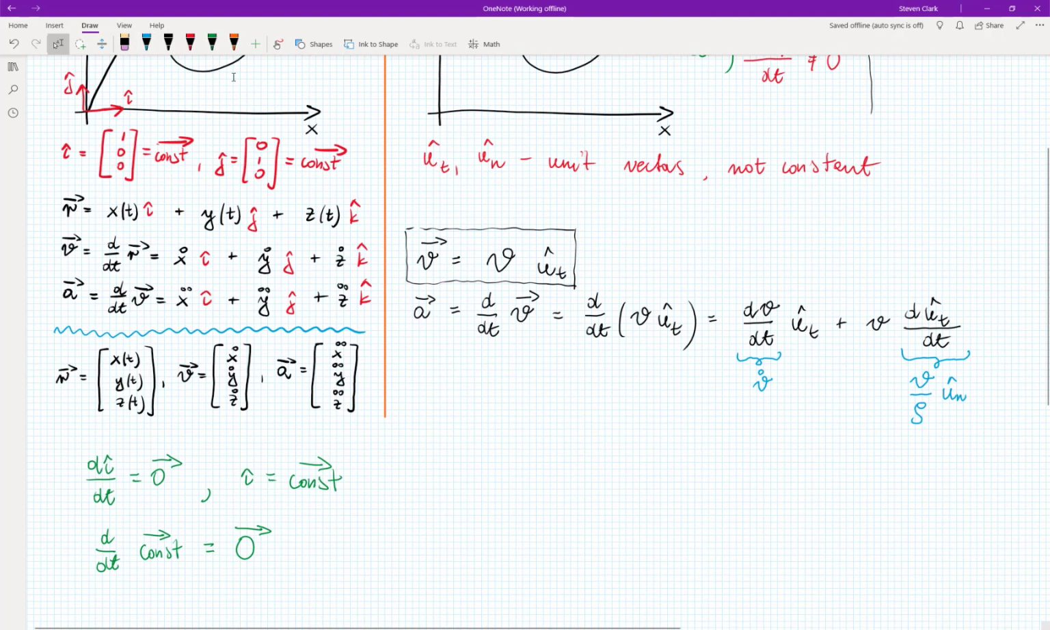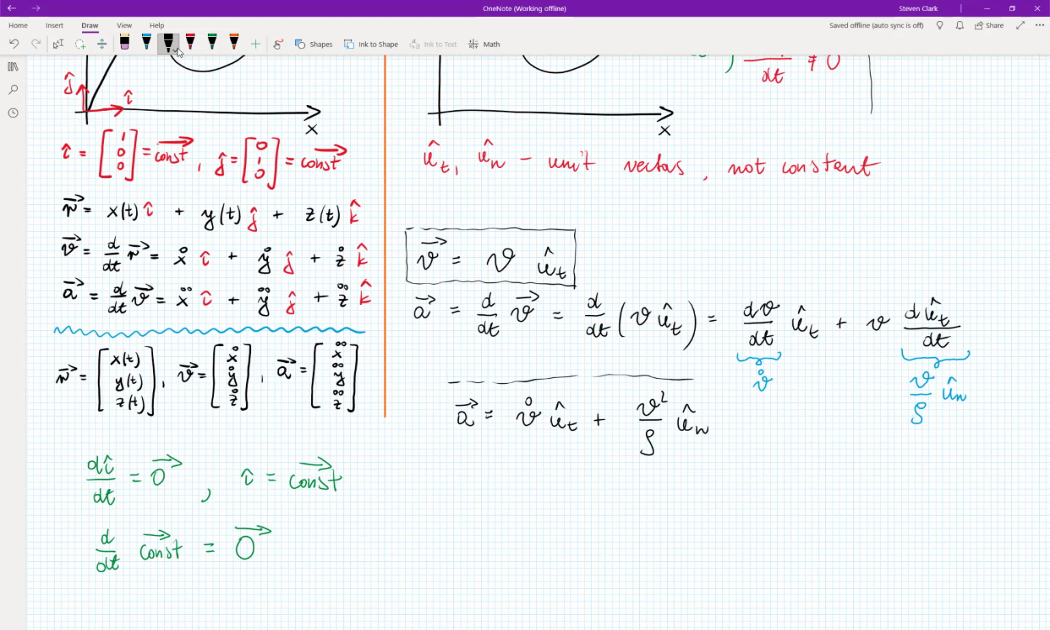Okay, so let's write it in such way. Our acceleration is expressed in such form: v dot ut plus v squared over rho un. So we have definitions for velocity and acceleration in a normal tangential coordinate system. So far, so good?